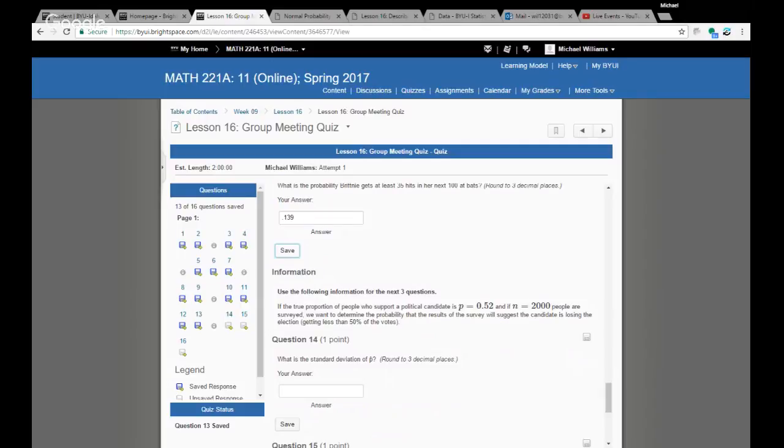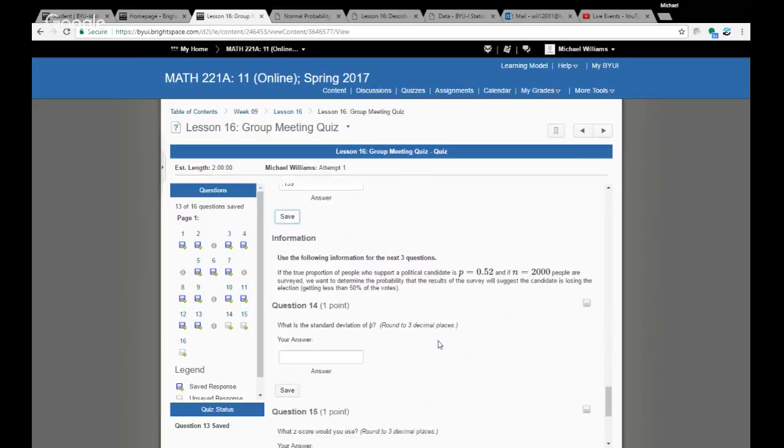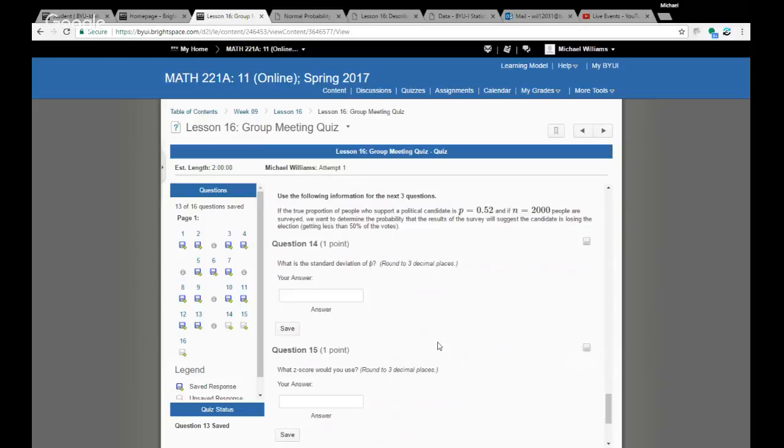So here we have the true population proportion and n. To determine the probability of the results of the survey of the candidate losing the election, getting less than 50% of the votes, the standard deviation we have to first calculate. It's funny because they should just let us do this step by step and give us credit for doing all the steps to get to the question.